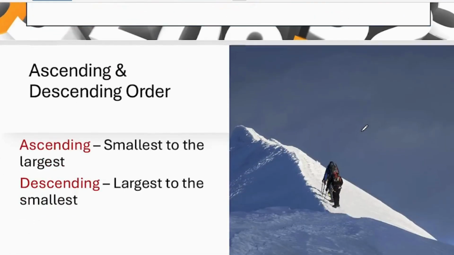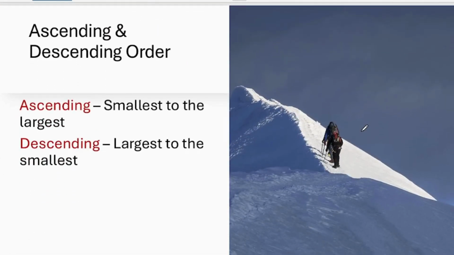So this is the concept of comparison of numbers. Very simple, very easy. Now coming to ascending and descending order. When you go up, this is ascending. Going up, this is ascending, means from the smaller position to higher. So from smaller to bigger, that is ascending. From smallest to the largest, that is ascending.